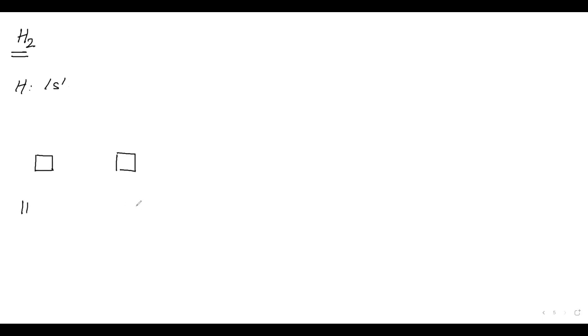This is H. This is H. These are all AOs. We have one electron here, and one electron here. Now these two will be mixing and forming a molecular orbital. This will be sigma 1s. And they will form another orbital, which will be sigma star 1s.